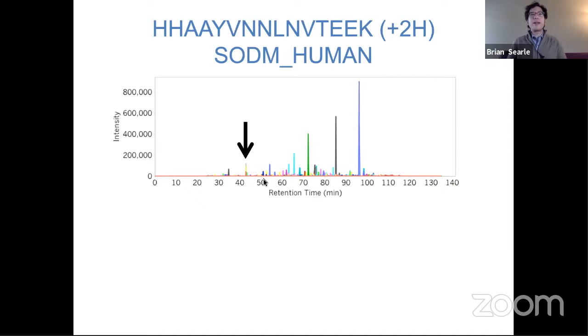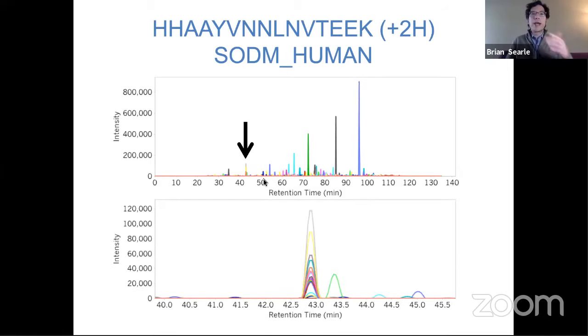But if we zoom into this one specific region where we expect to see this peptide, then we actually see a really nice signal for it, just like how Lindsay was showing with PRMs. This is a beautiful peak that you would easily be able to integrate across and be very confident in the type of measurement that you're making.